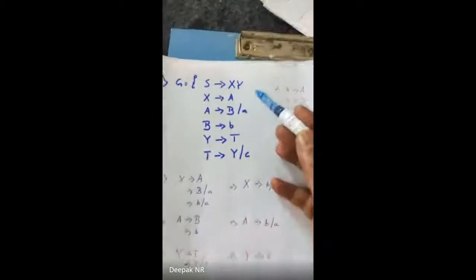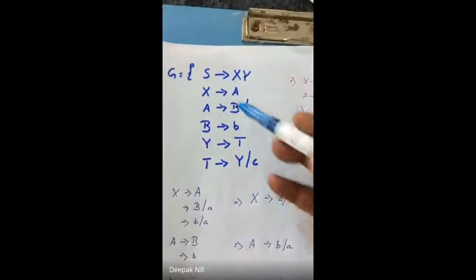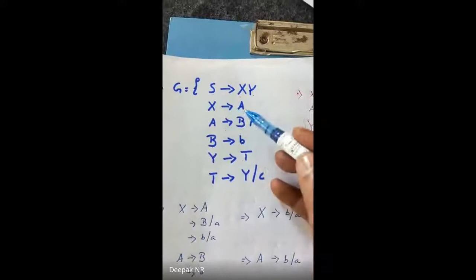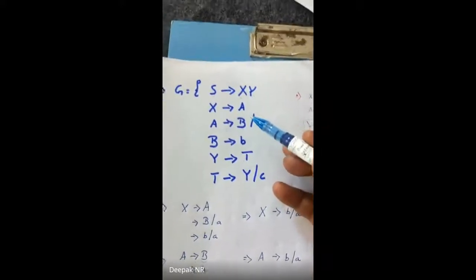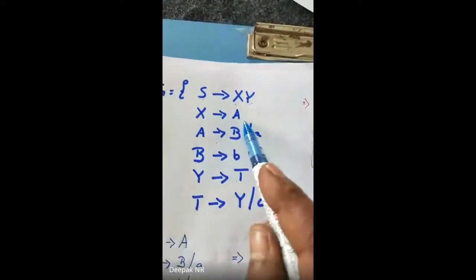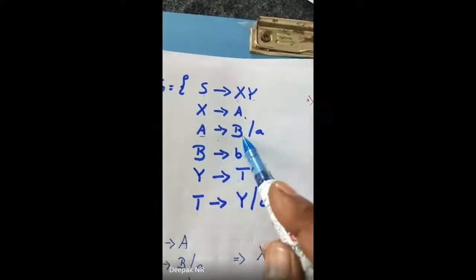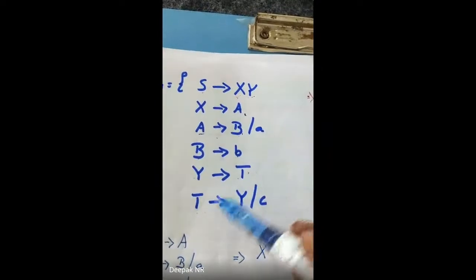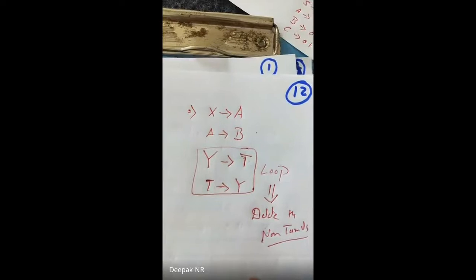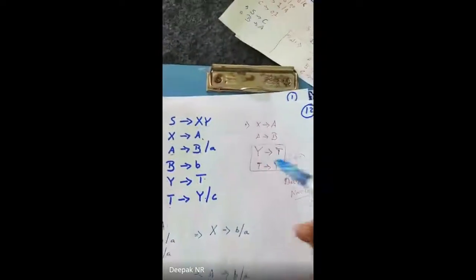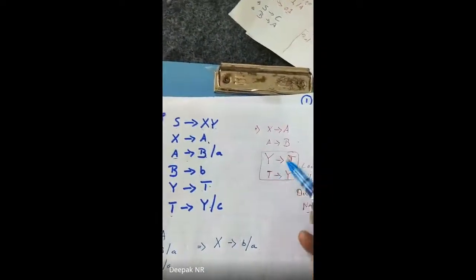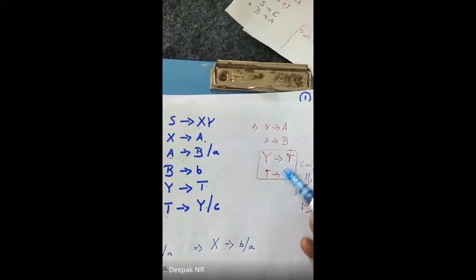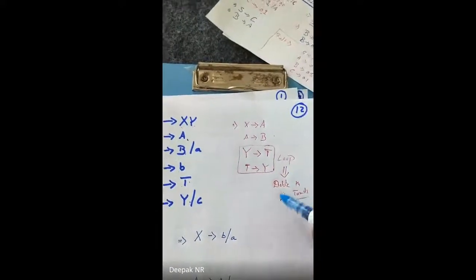I repeat again for you all. Whenever the grammar is given, I'll identify in which productions the RHS has a single uppercase letter. First step is to identify the single uppercase letters. Here, if you observe, S tends to A is uppercase, A tends to B is uppercase, Y tends to T is uppercase, T tends to Y is uppercase. So I have rewritten it in this manner. Whenever this kind of looping occurs, Y tends to T, T tends to Y, I will be deleting these.